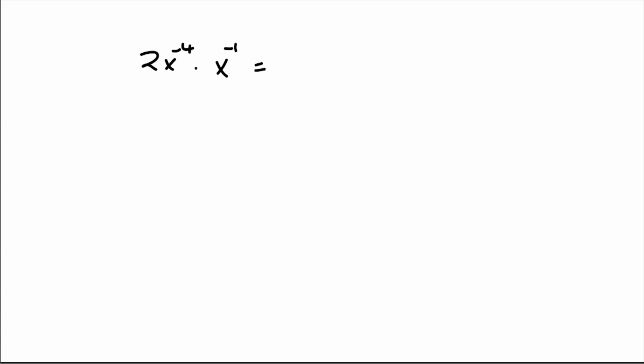The 2 there is the coefficient in front of x. Imagine a 1 there. So we multiply coefficients, 2 times 1 is 2. And then x. Here we've got negative exponents, but we can still add them. So this becomes negative 4 plus negative 1, which is negative 4 minus 1, so we get 2x to the negative 5 power.